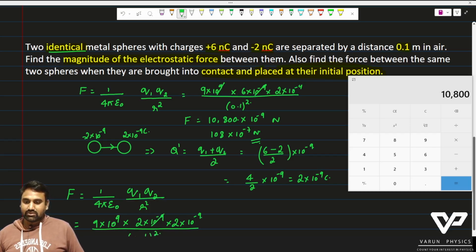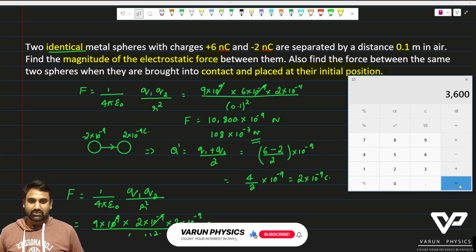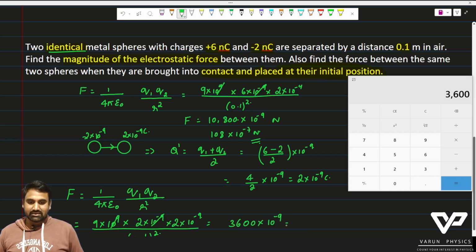Nine and nine cancel. Okay, so a simple calculation, you can do it by both also. 9 into 4 is 36, divided by 0.1 divided by 0.1, gives 3,600 into 10 to the power of minus 9, that can be written as 36 into 10 to the power of minus 7 Newton. So very easy calculation and easy question.